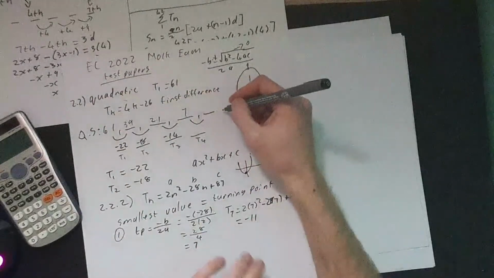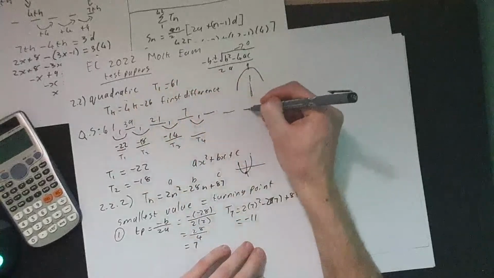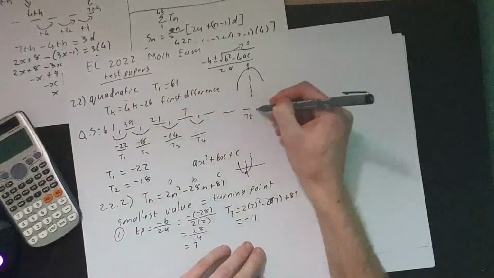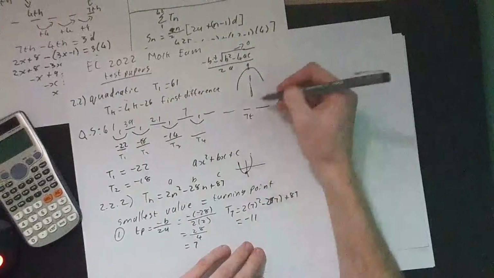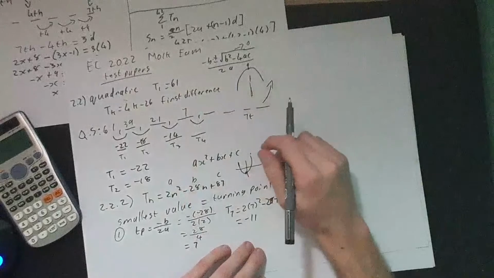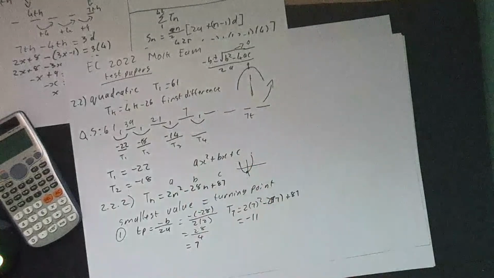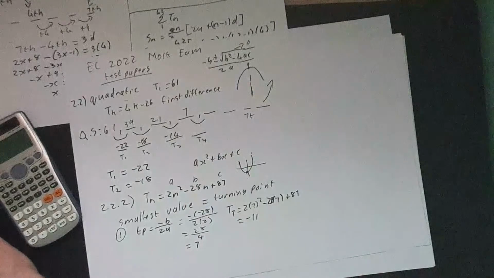After negative 11, which is the 7th term, so 1, 2, 3, 4, 5, 6, 7, after the 7th term, the 8th term, it's then going to increase again. So your numbers are going to start climbing. Okay, all right. So that's how 2.2 is done. Let's see, anything after that?